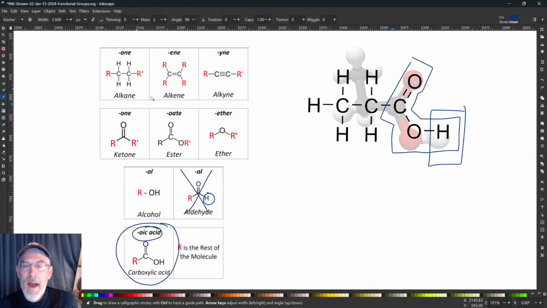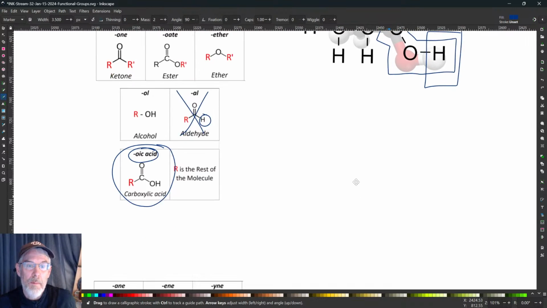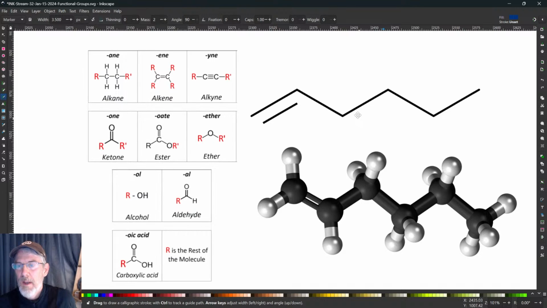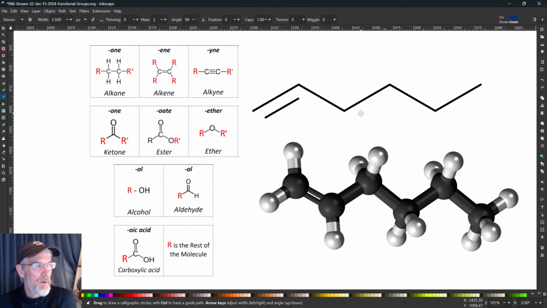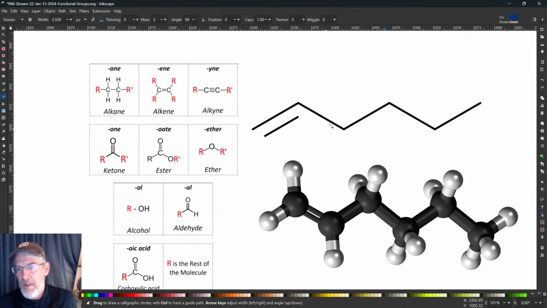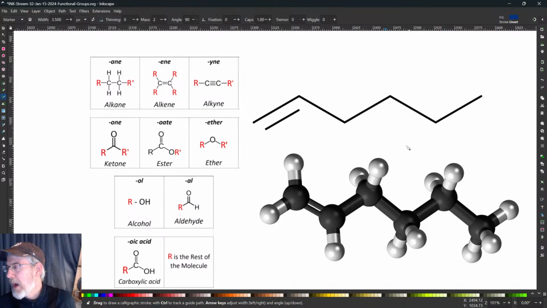All right. So you can see the patterns, and once you know the patterns, you can just apply them to any of these organic molecules. This one might be a little bit more difficult because of the way it's represented. Give it a try.